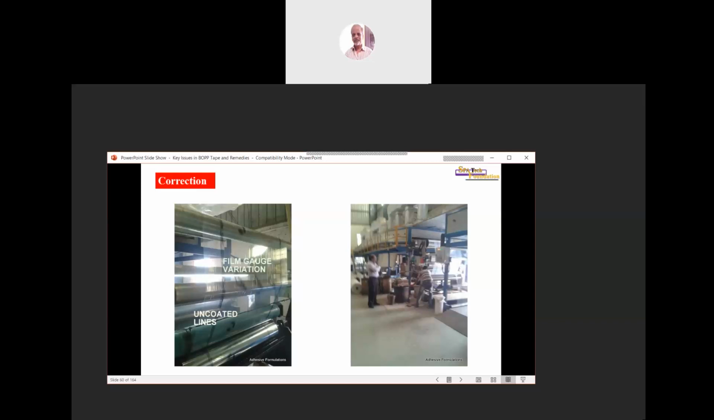This is what I have seen in many places. One operator is engaged only for charging the adhesive, which can be avoided if we go for a simple system which was shown earlier.